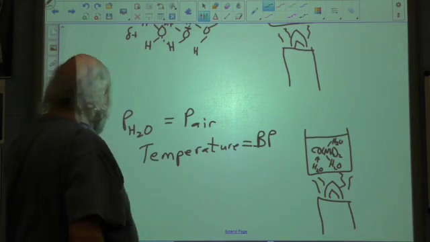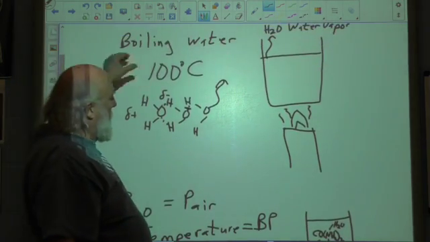the water's not going to come off as quickly as it did up here.